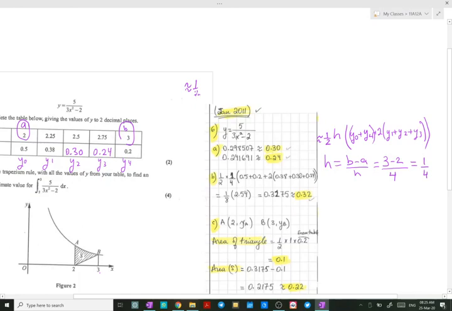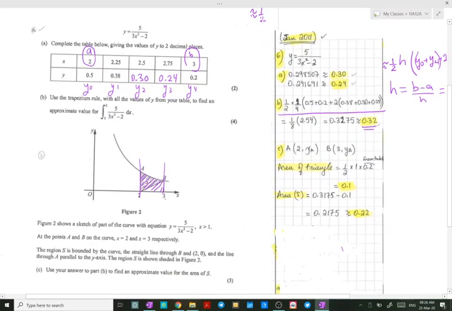So we replace all the values that are in the table in the formula, and this is what you get. Then you replace all of these numbers in your calculator, and you get 0.32, which is the approximation of the area which is under the curve bounded by 3 and 2.